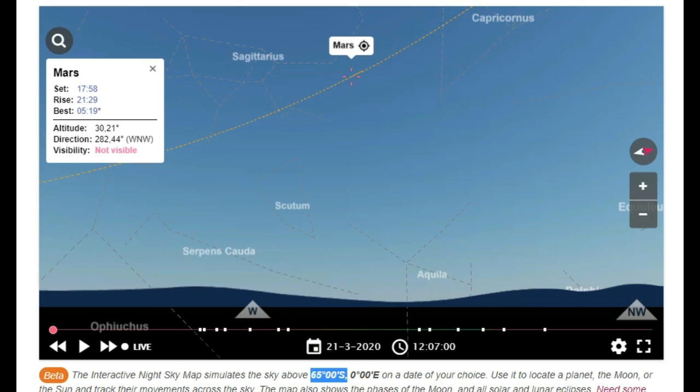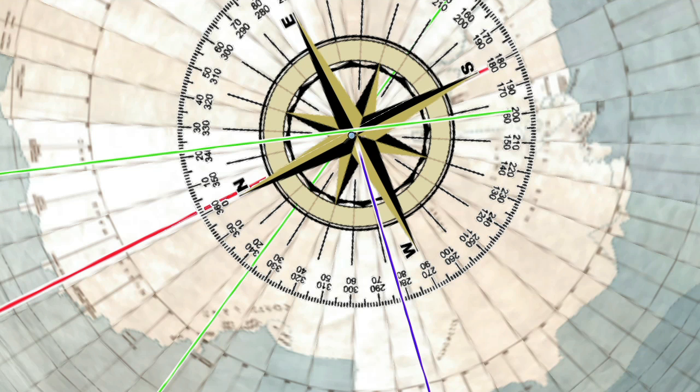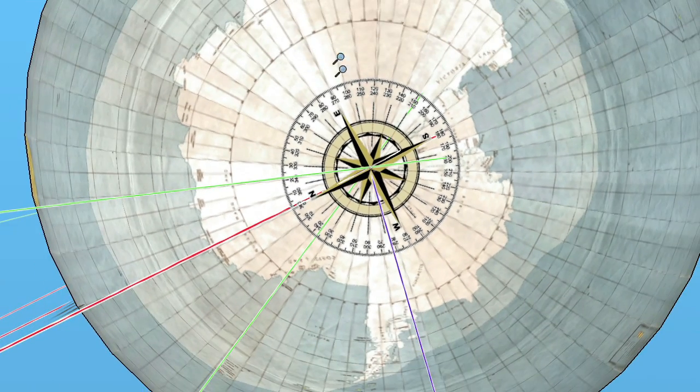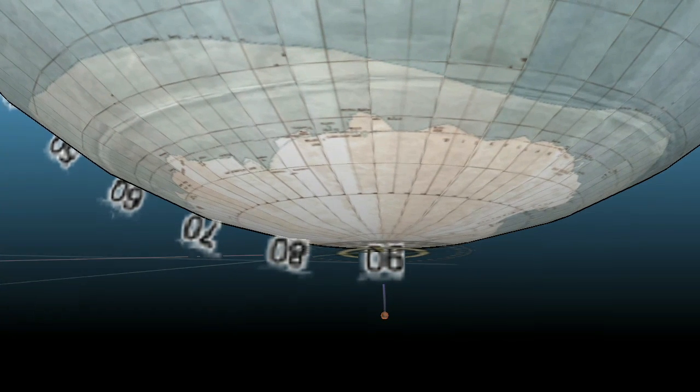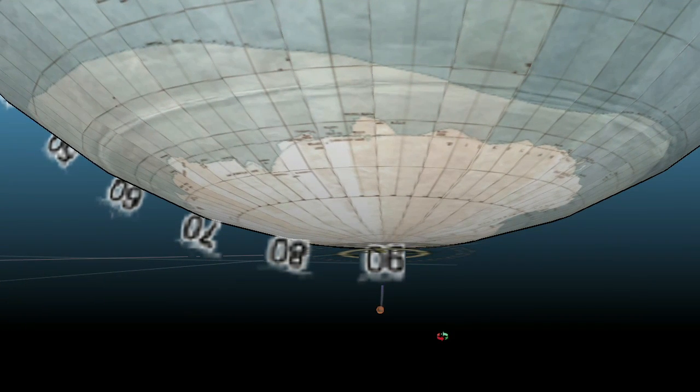Let's start with the south. Both locations share the same longitude. So 65 latitude south, azimuth 282. For Mars I use the blue lines.